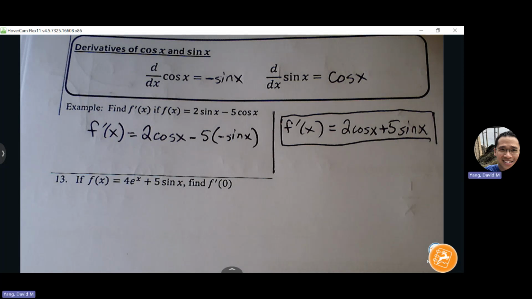Okay, 13: if f of x equals 4e to the x plus 5 sine of x, find f prime of 0. Okay, try that. So 13, two-step process. Find f prime of x first, and then you can insert 0 to find a slope value. So in 13, you're trying to get down to a numeric value.